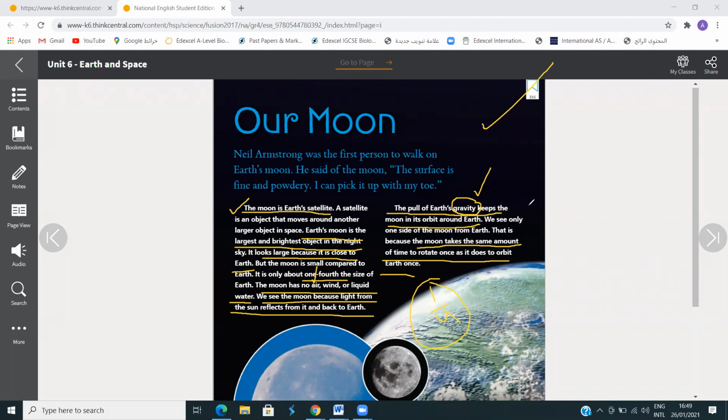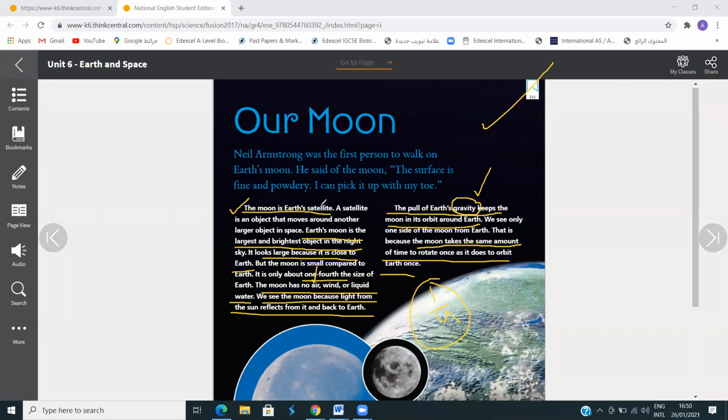Okay, the pull of Earth's gravity means: does the moon attract the Earth or does the Earth attract the moon? The Earth attracts the moon. Thanks. Earth attracts the moon, so it keeps the moon in its orbit, okay? Thanks, Mustafa.